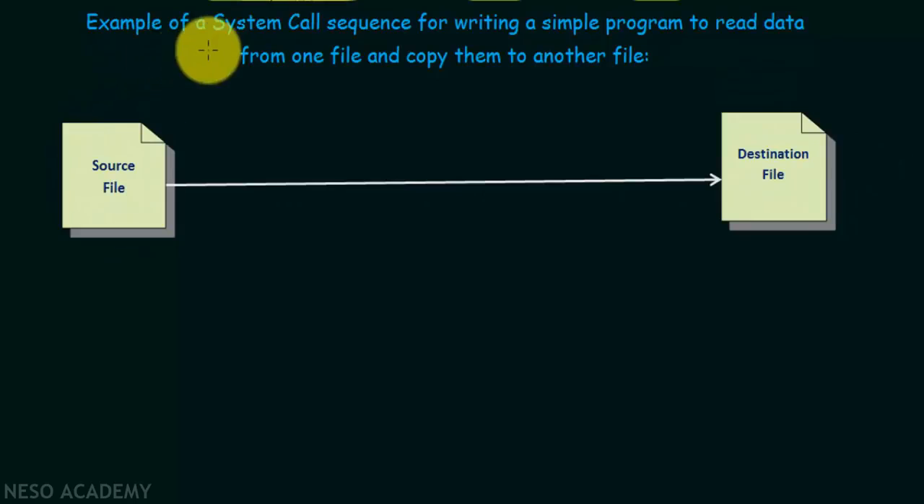So here we will see the example of a system call sequence for writing a simple program to read data from one file and copy them to another file. So here we have a source file and we want to copy the contents of this source file to the destination file or the output file. So we will see how the system calls are made for this simple task.